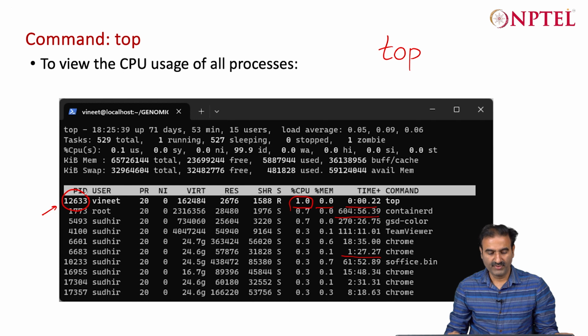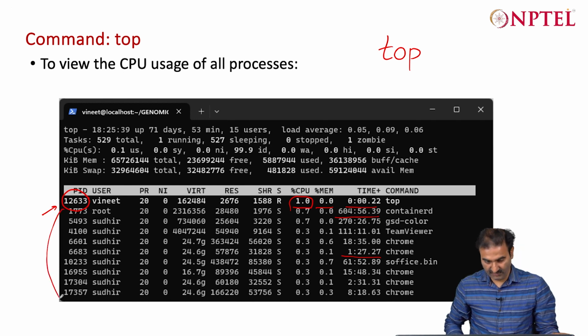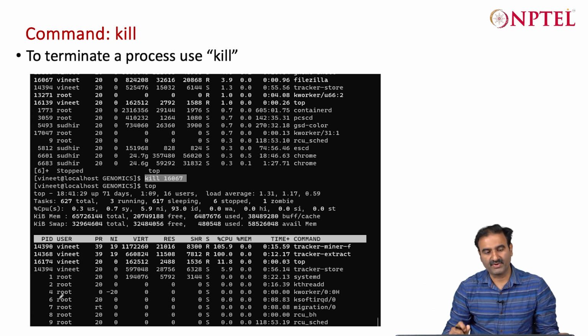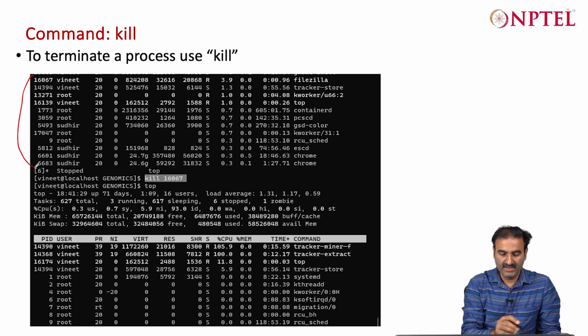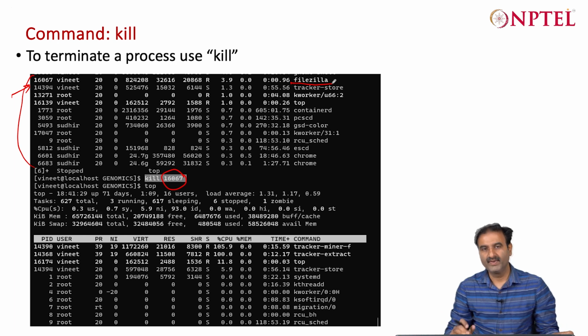Okay, so this is your process IDs, which you can use to kill a process also. Kill is a command to terminate a process. Once you know what processes are running, you may want to kill one, for example this one, which is FileZilla. FileZilla is a software which is running, and you want to stop it from running.